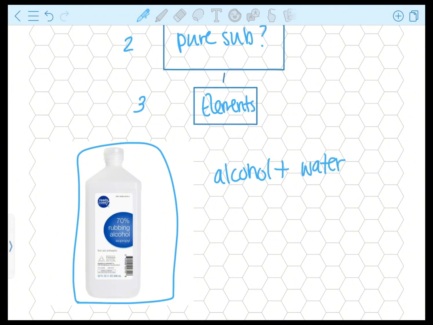And by analyzing the composition, we can determine if it's 70% alcohol and 30% water, or I've seen some pretty concentrated solutions of isopropyl alcohol. Like I think one time I saw 99%. So that's really concentrated with isopropyl alcohol. And these percentages are based on the volume using molarity, but we'll go into that later.